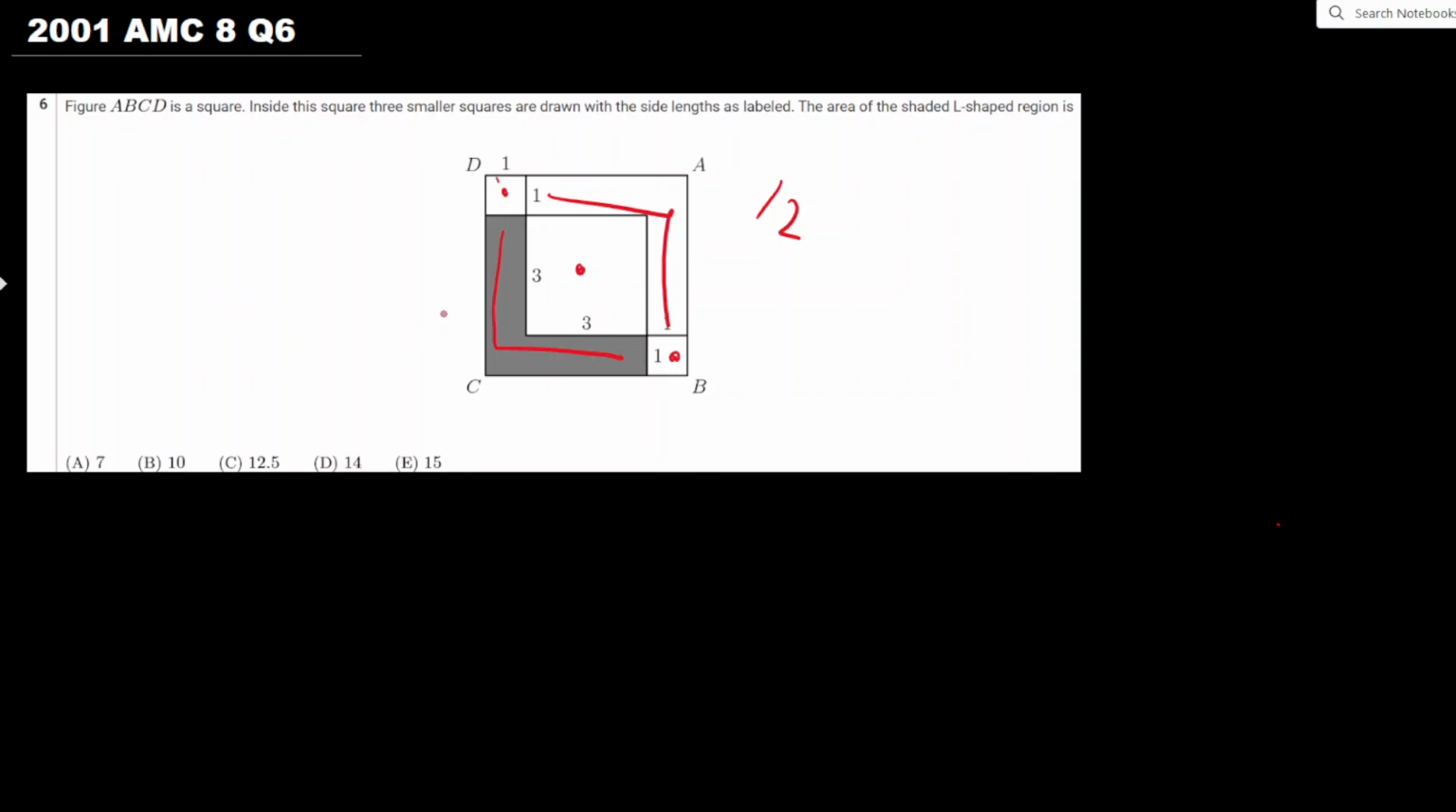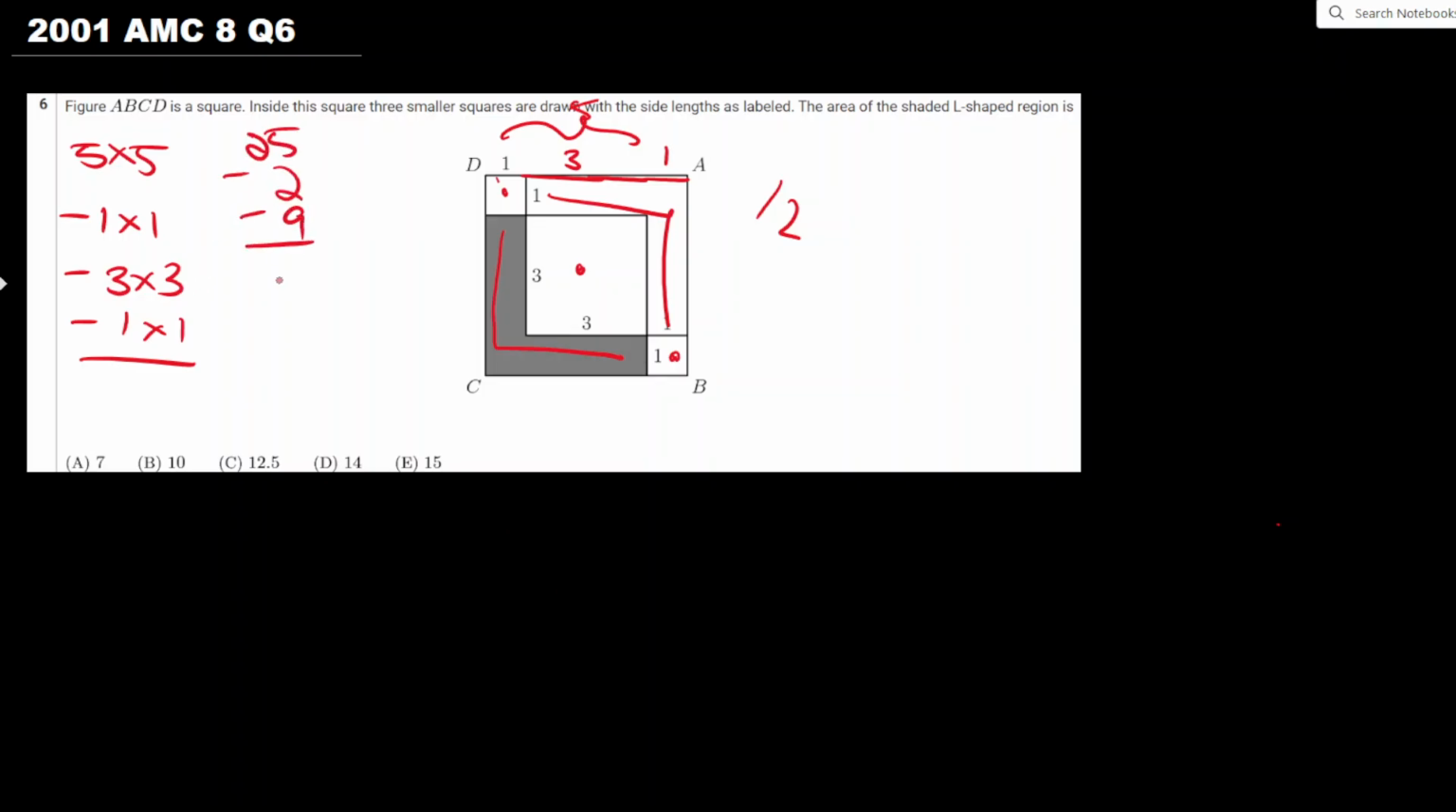So keeping that in mind, we know that since this is 3 and this is 1, the side length of this square is 5. So our expression becomes 5 times 5 minus 1 times 1 minus 3 times 3 minus 1 times 1. This is 25 minus 2 minus 9 is 14, and we divide by 2 to get the area of one of these, which means our answer is A.